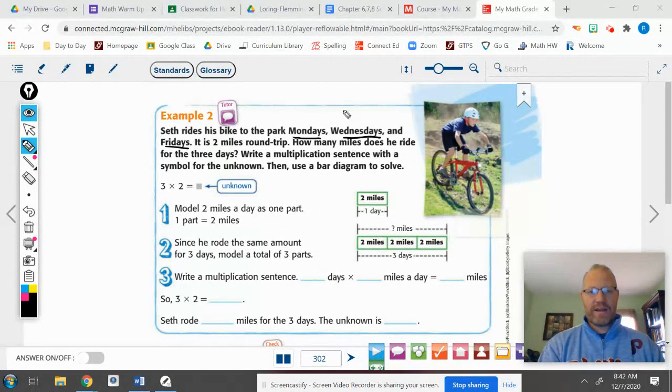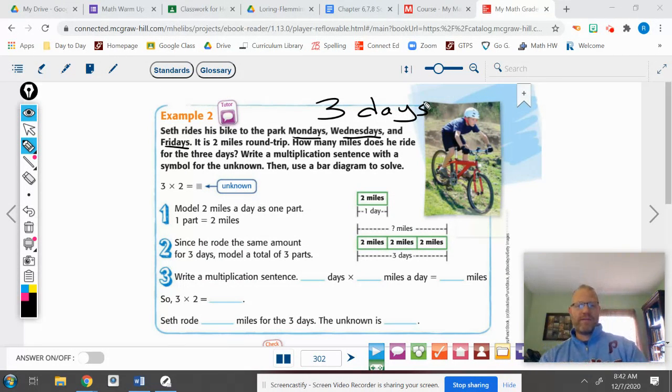Mondays, Wednesdays, and Fridays. 3 days. It's always important when you're reading these to start breaking down the knowledge. Like whenever we do our problem solving day, we have to say what do we know? And what do we know here? We have 3 days, Monday, Wednesday, and Friday.